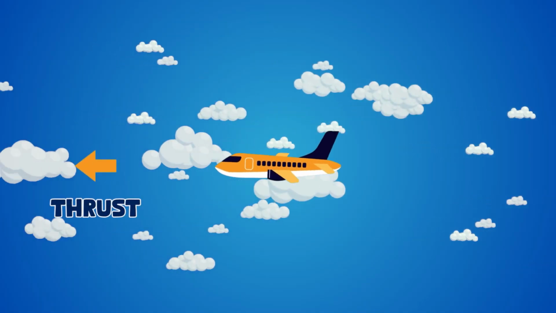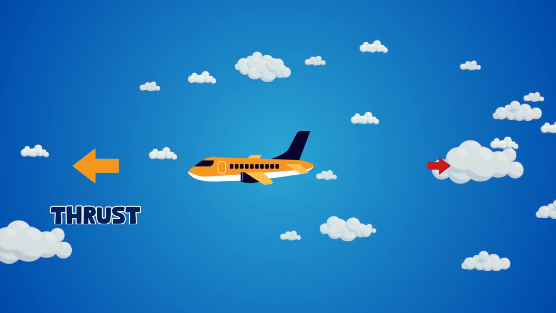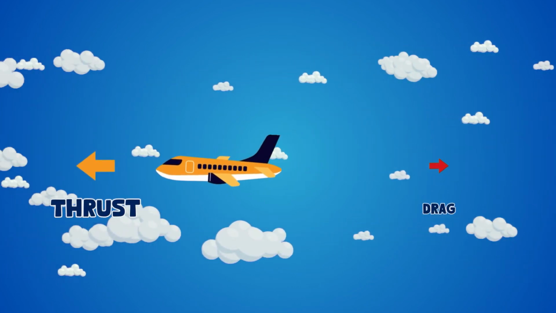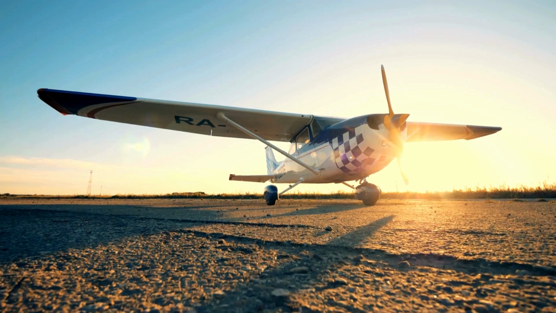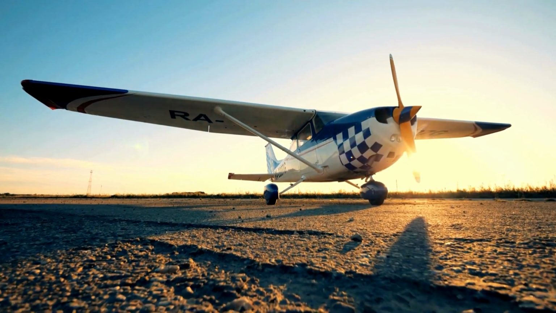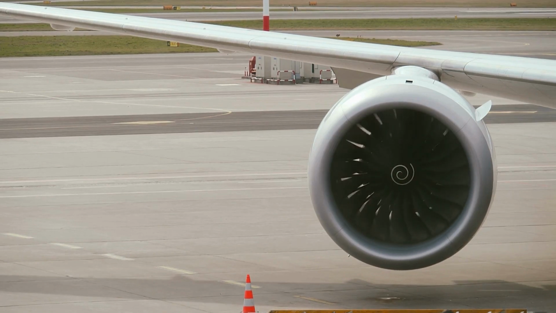Thrust. Thrust pushes or moves something forward. Thrust is the force that is the opposite of drag. For an aircraft to keep moving forward, it must have more thrust than drag. A small airplane might get its thrust from a propeller. A larger airplane might get its thrust from its jet engines.